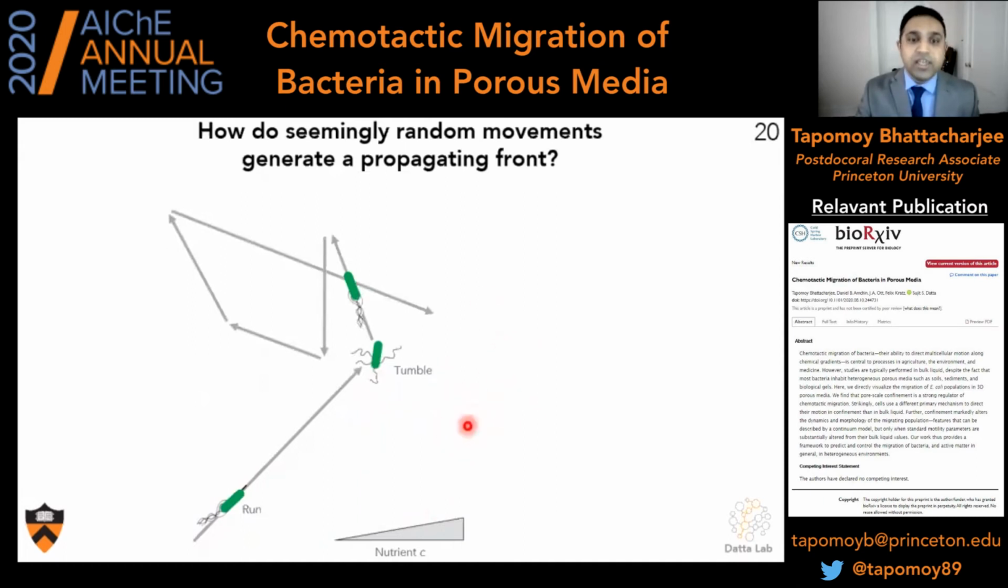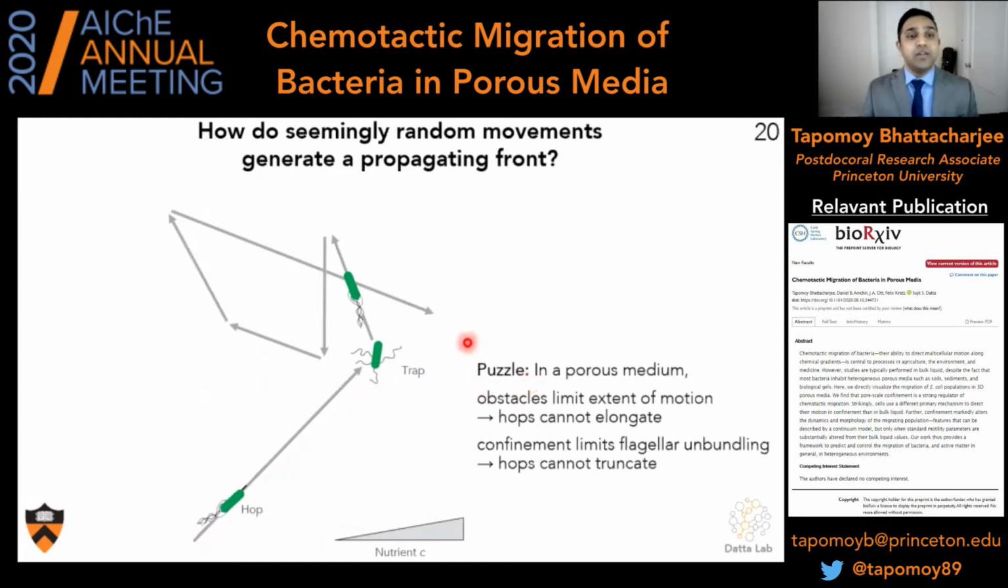Now the question is, can they do the same thing? Can they hop for a longer period of time towards the more nutrient-rich zone? Our hypothesis is no, because that is not possible. As hops are set by pore space geometry, cells cannot move farther than the space available to them. Can they truncate their hops in the opposite direction?